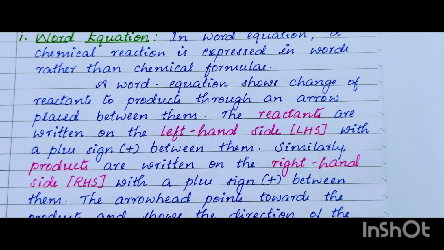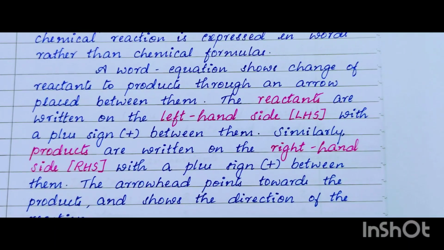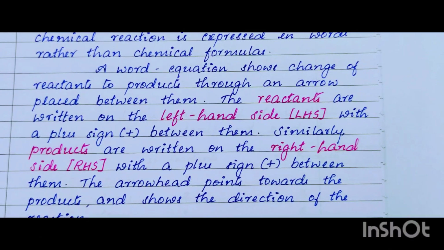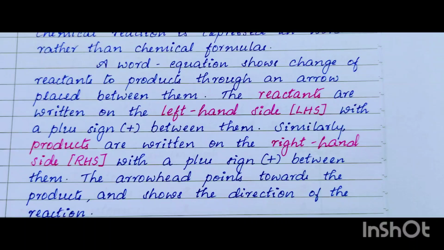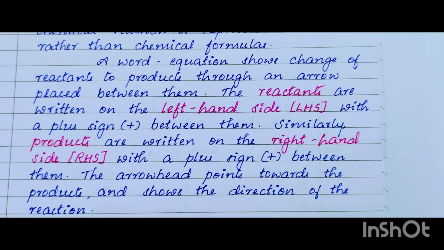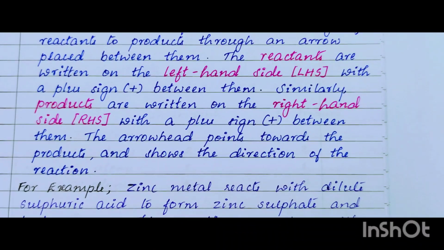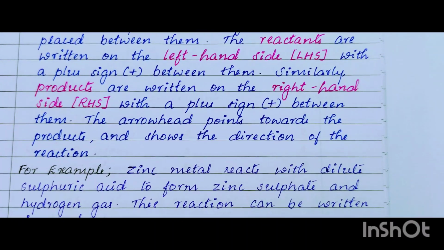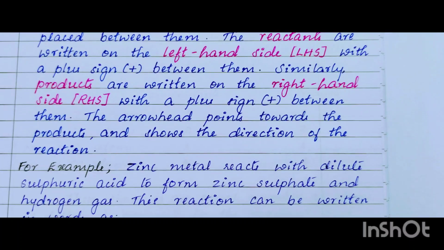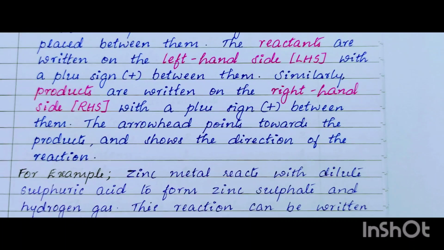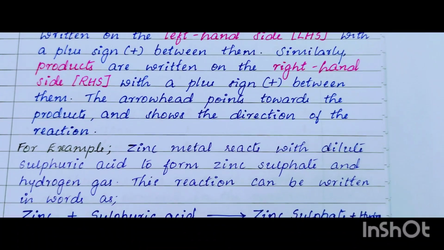A word equation shows change of reactants to products through an arrow placed between them. The reactants are written on the left hand side with a plus sign between them. Similarly, products are written on the right hand side with a plus sign between them. The arrowhead points towards the products and shows the direction of the reaction. So let us study these explanations with the help of an example.